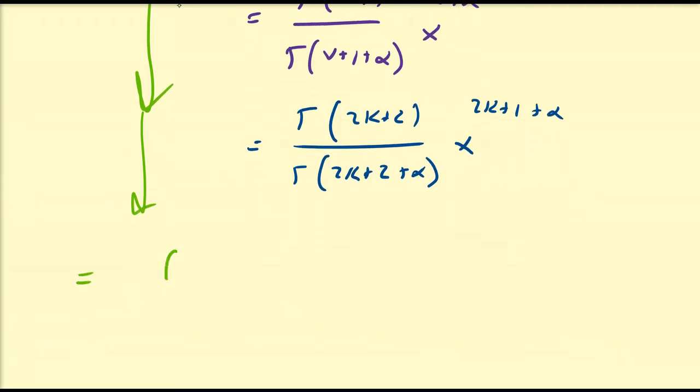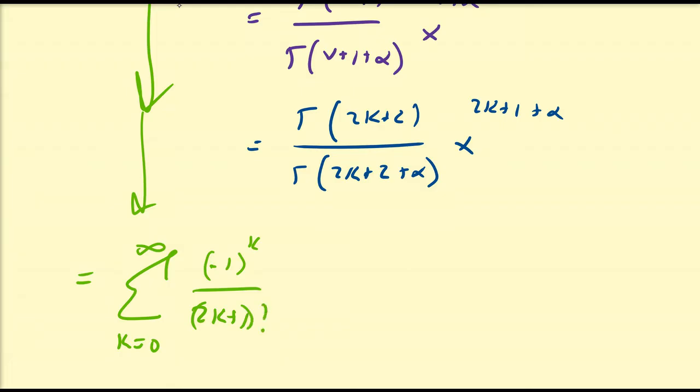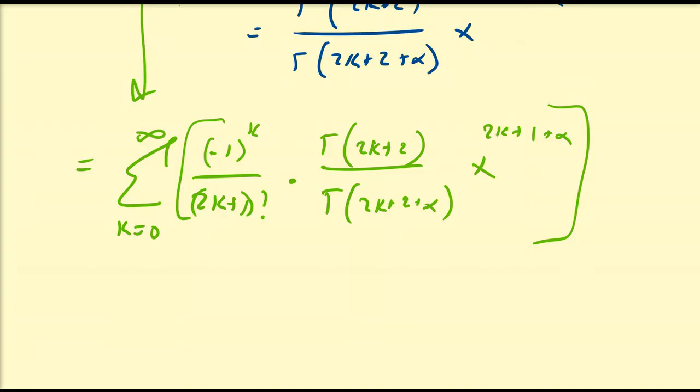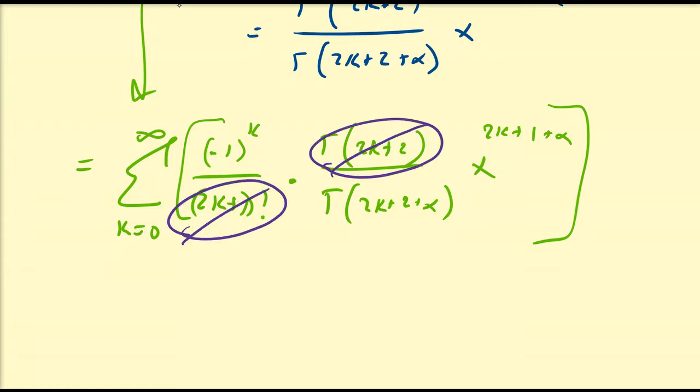So this is going to be equal to the sum from k equals 0 to infinity of (-1)^k over (2k+1)!, multiplied by Gamma(2k+2) over Gamma(2k+2+alpha), times x^(2k+1+alpha). So here is our sum. Remember that gamma and factorial are only 1 apart in terms of integers. Since k is an integer, 2k+1 and 2k+2 are also integers, so these two expressions are actually the same, and that will just cancel out.